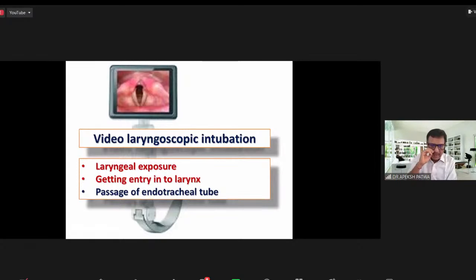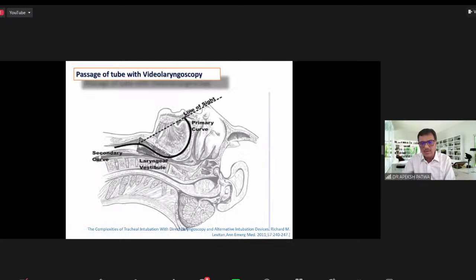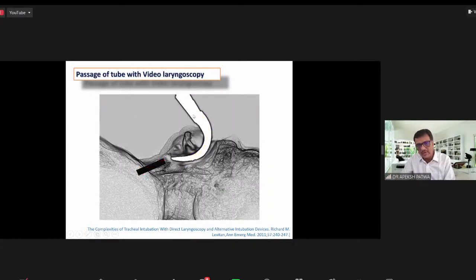So the third part of video laryngoscopy intubation is the passage of the endotracheal tube. We are not creating a direct channel for the passage of an endotracheal tube with video laryngoscopy. So the endotracheal tube has to be moved as per the oropharyngeal laryngotracheal curve. Look at this. Suppose this is the video laryngoscope in C2, and this is the trachea which travels downward. This causes a disparity of angle between the video laryngoscopic blade and the tracheal direction, and this causes difficult passage of the endotracheal tube.